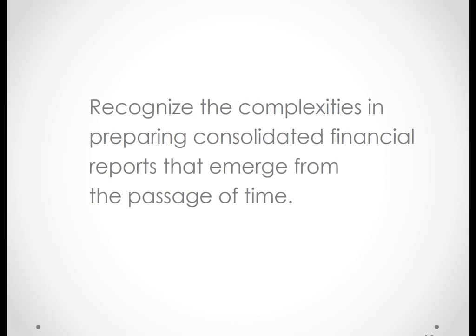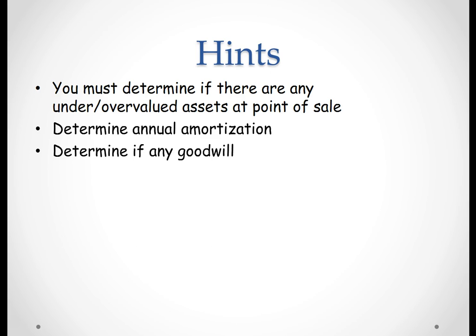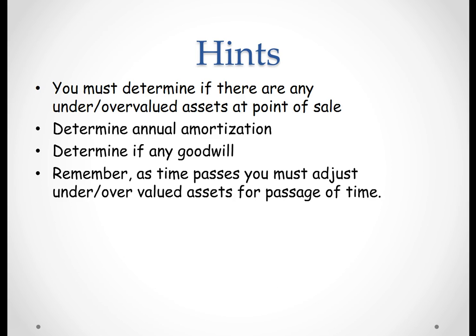We need to recognize the complexities in preparing consolidated financial reports that emerge from the passage of time. Hence, you must determine if there are any overvalued assets at point of sale, determine annual amortization (depreciation, we use them interchangeably here), and determine if there's any goodwill. Remember, as time passes, you must adjust overvalued assets for passage of time, which means you have to adjust the balance for previous amortization. So you're going to use the net book value as of the beginning of the year.